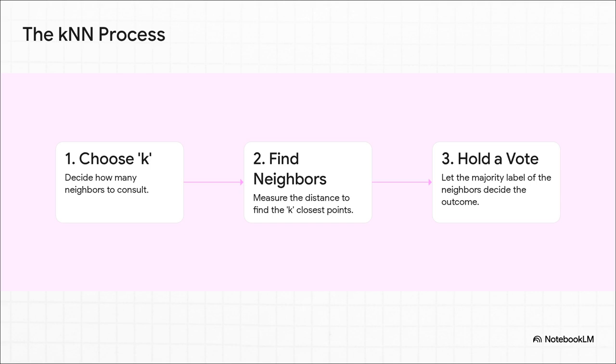So here's how it works in 3 quick steps. First, we have to decide how many neighbors we're going to ask. That number we call K. Then, for our new data point, the model goes out and finds the K closest, most similar neighbors it can find in the data it already has. And finally, it just holds a vote. Whatever the majority of those neighbors say, well, that's the prediction for our new guy.